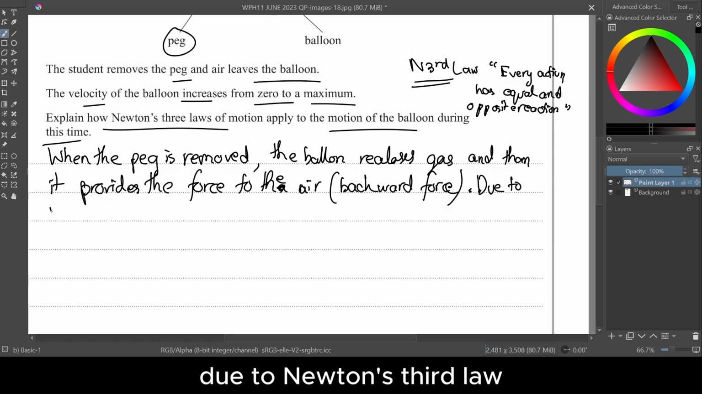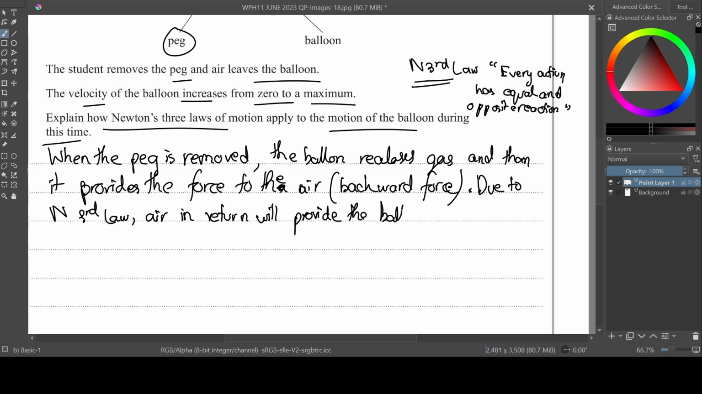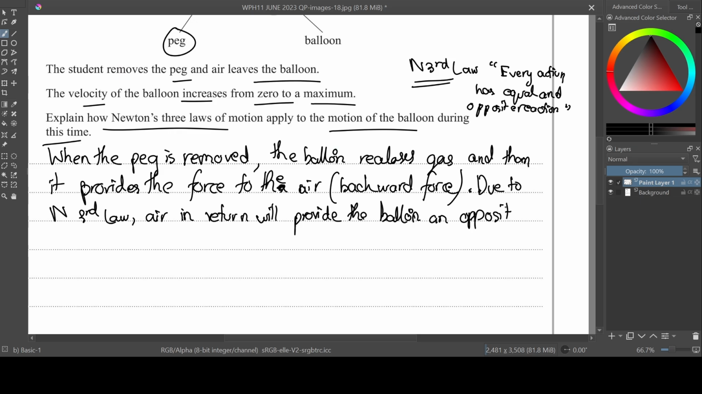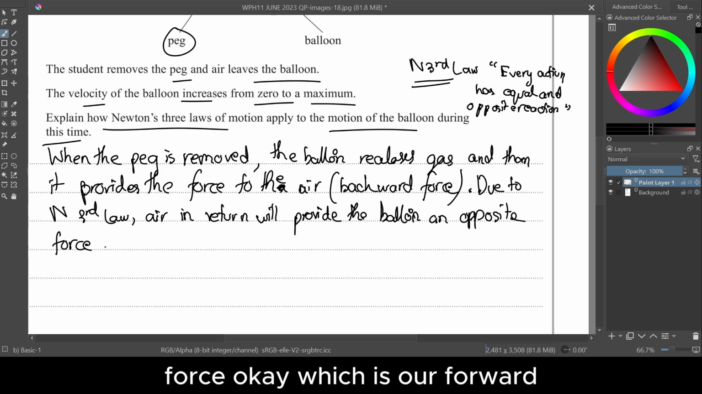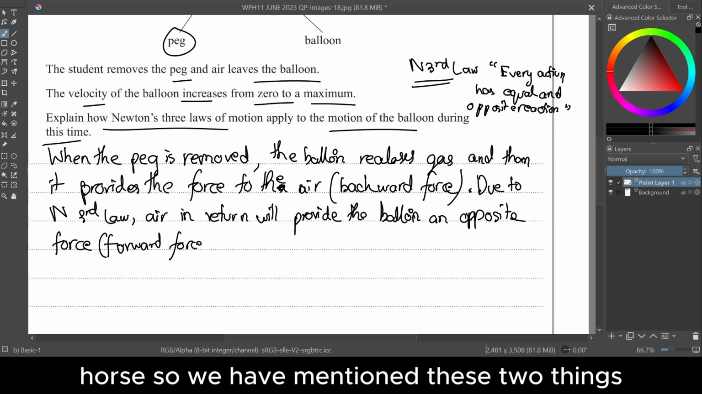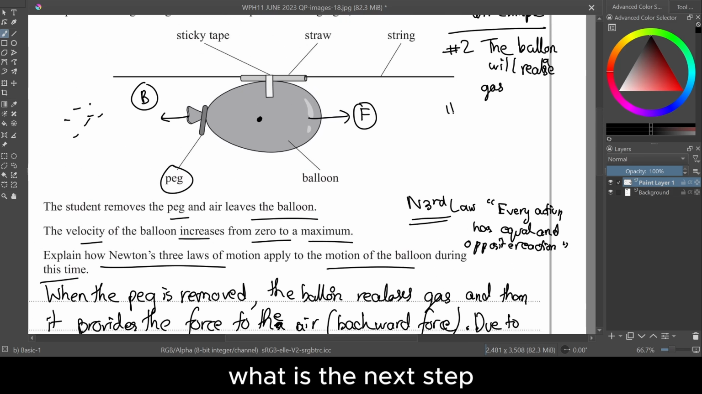Due to Newton's third law, air in return will provide the balloon an opposite force, which is our forward force. So we have mentioned these two things. Now let's go to the next step. What is the next step?